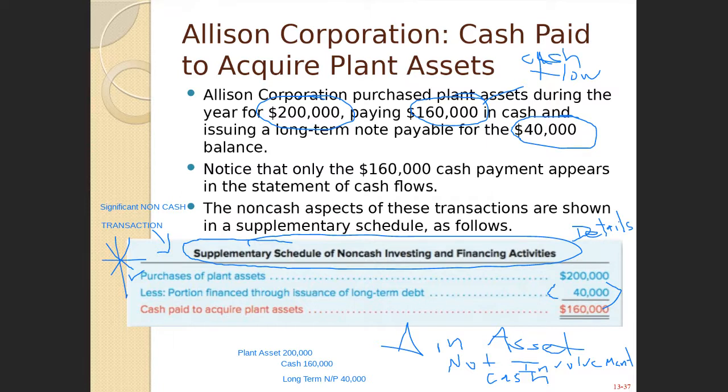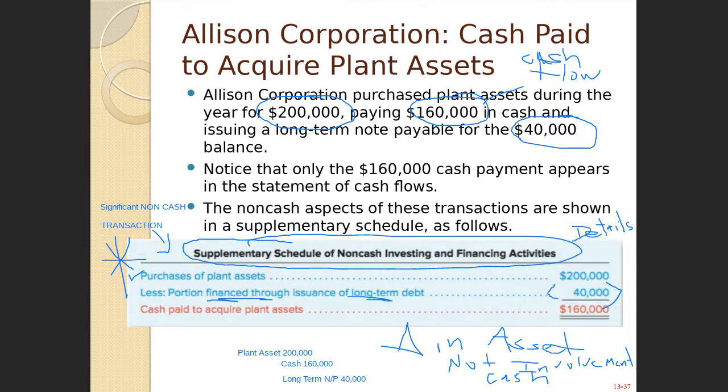I haven't even thought of the midterm, but this will be a 3-point question on the midterm. What happens if the corporation has a significant non-cash event? That significant non-cash event is going to be itemized or detailed in the supplemental schedule. This is just an additional schedule that has to accompany the statement of cash flows whenever a significant non-cash event occurs. Here, since $40,000 of this purchase was financed through the issuance of long-term debt, that information has to be included in that supplemental schedule. Okay, so everybody good? Questions?